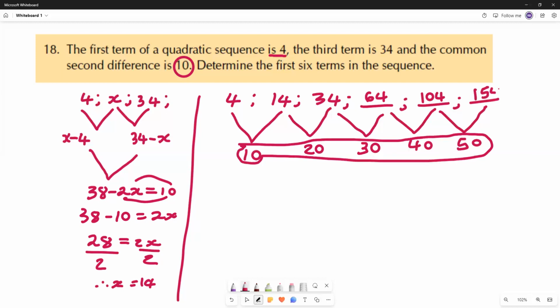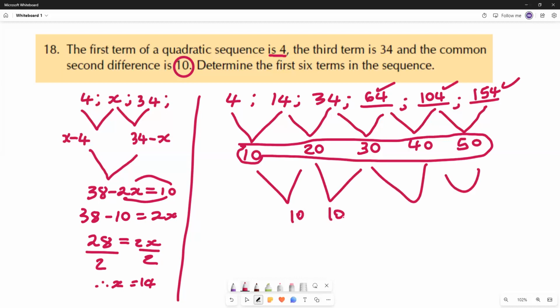Right. And then this was the quickest way to do it, but some people would want to firstly get the formula. So you can do this. You know that the differences are 10, 10, 10. You have 2a here. You have this one here, remember, is 3a plus b. Then that one is a plus b plus c. So I can see that 2a equals 10.